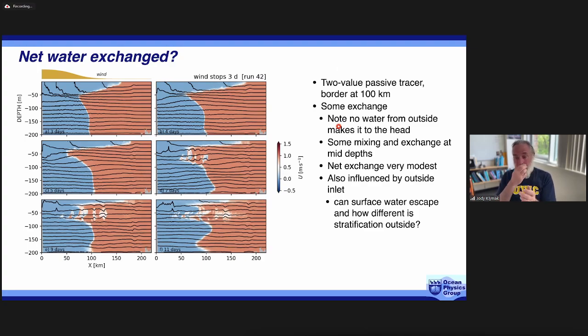Similarly, when you think about net exchange, this is important for whether you bring heat to the head of the fjord for melting a glacier or something like that. Yeah, you get an exchange that happens, but very little of it's irreversible. While there's lots of violent seiches that go back and forth, the water mostly sloshes in, mostly sloshes out, and there's not very much that ends up being left behind.